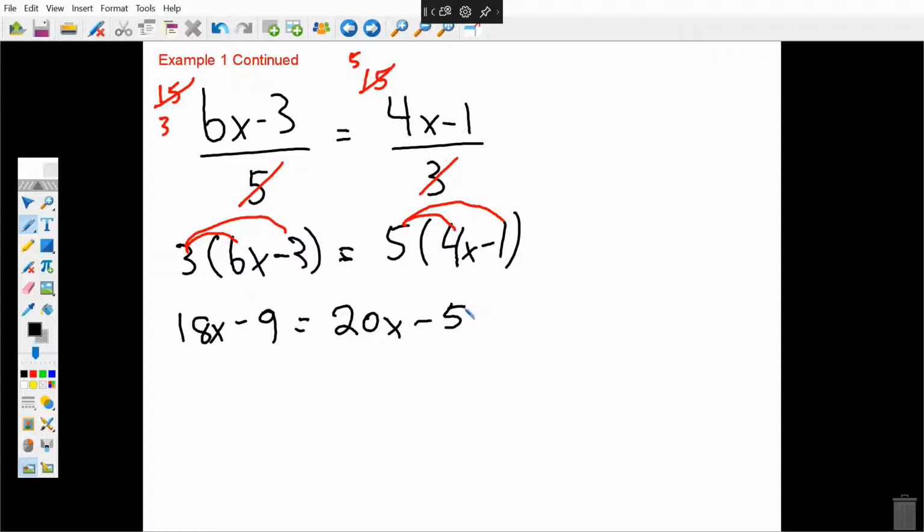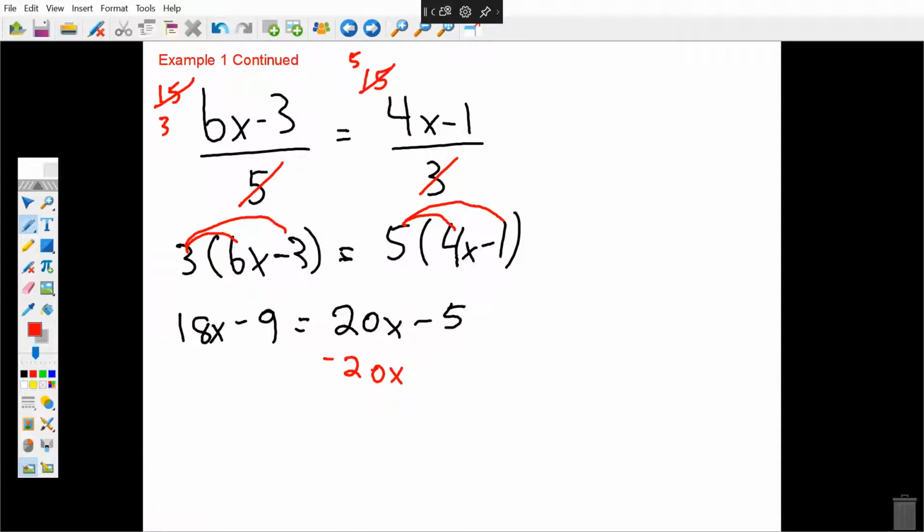At this point, we want to get all of the variables onto one side. And again, you want to gather them on the left side or the right side, it doesn't matter. Normally, I like to put them on the left side just because that's what we're used to. So the opposite of positive 20x is, of course, negative 20x. So I have to do that to both sides.